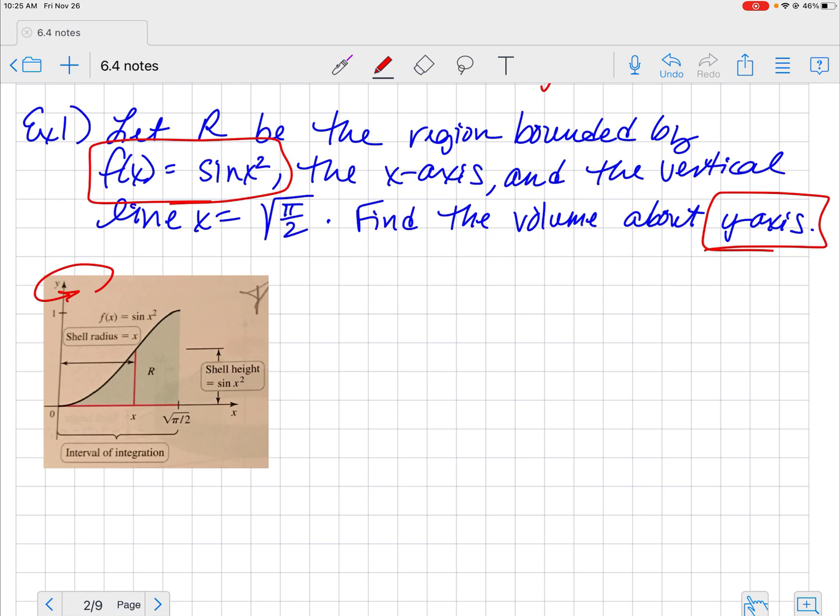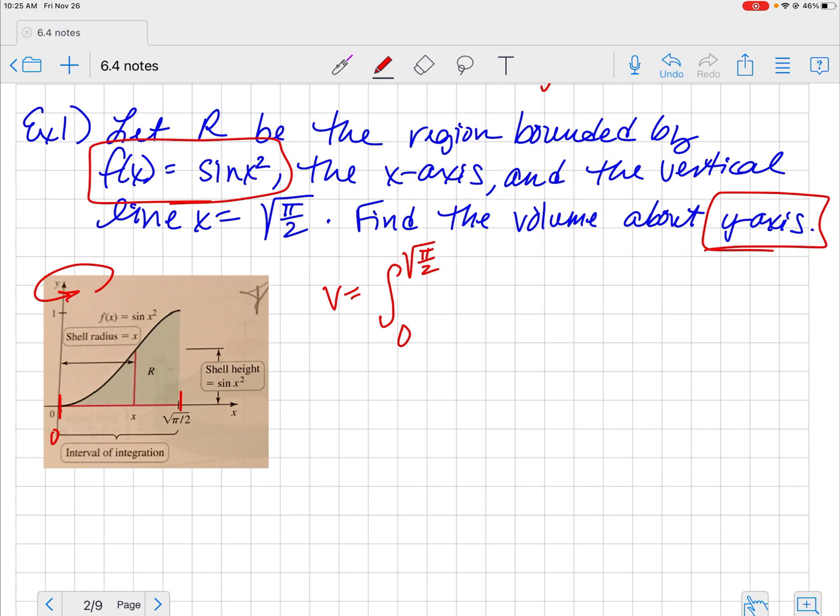So because I'm going about the y-axis and my function is in terms of x, right? That's the whole point. The point is, if I'm looking at this function, it is in terms of x, so I need my dx as my differential, but I'm going around the y-axis. Boom, we have shells. So my volume here is going to be my integral, and I'm going from right here at 0 to the square root of pi over 2.